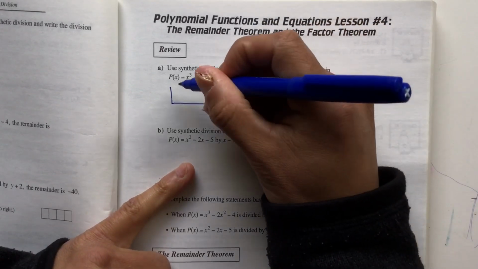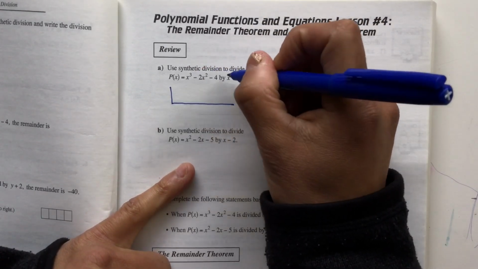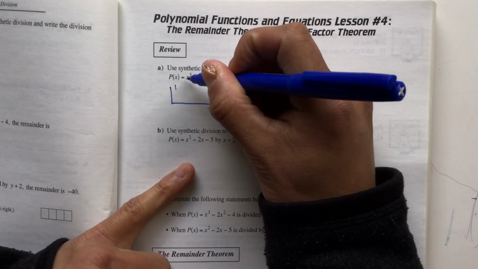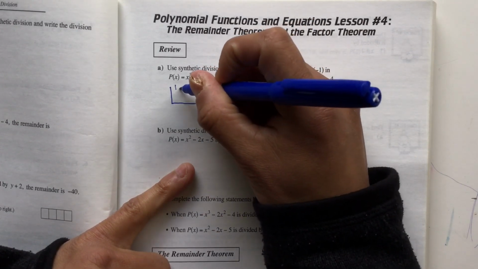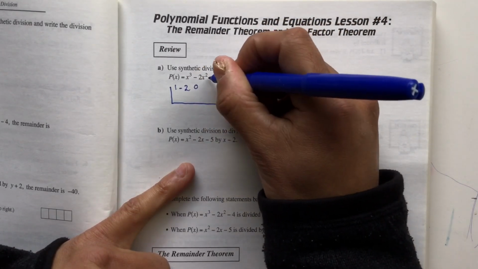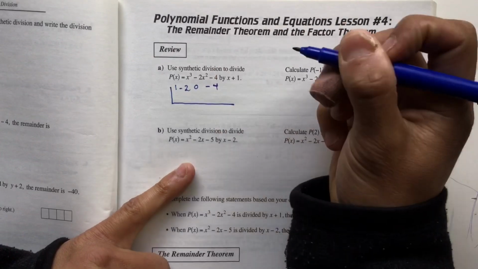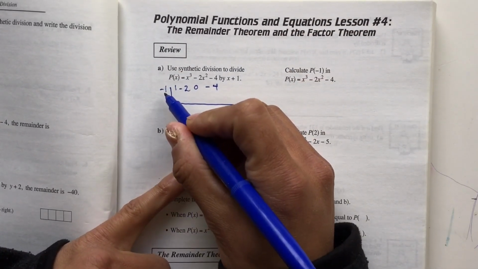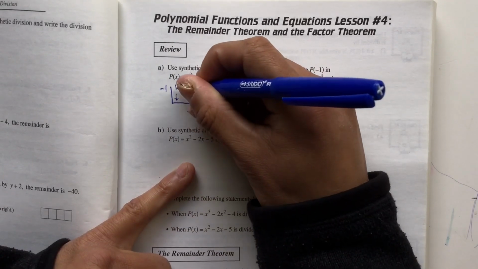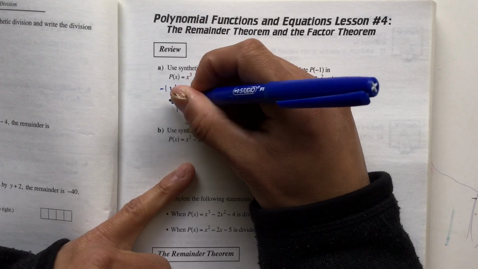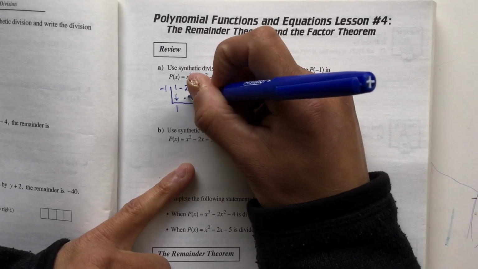And so I'd look at the coefficient in front of each term. So I'd have 1 where I would have x cubed here, minus 2, plus 0 since there's no x term, minus 4. And we're dividing this by x plus 1, so we use negative 1 here. And the first thing I've got to do is bring down the 1, and then multiply negative 1 by 1 to give me negative 1.